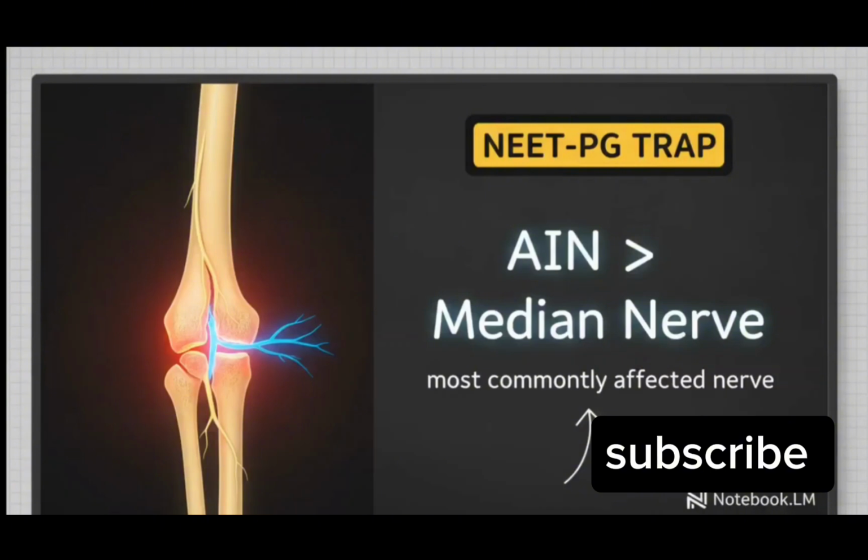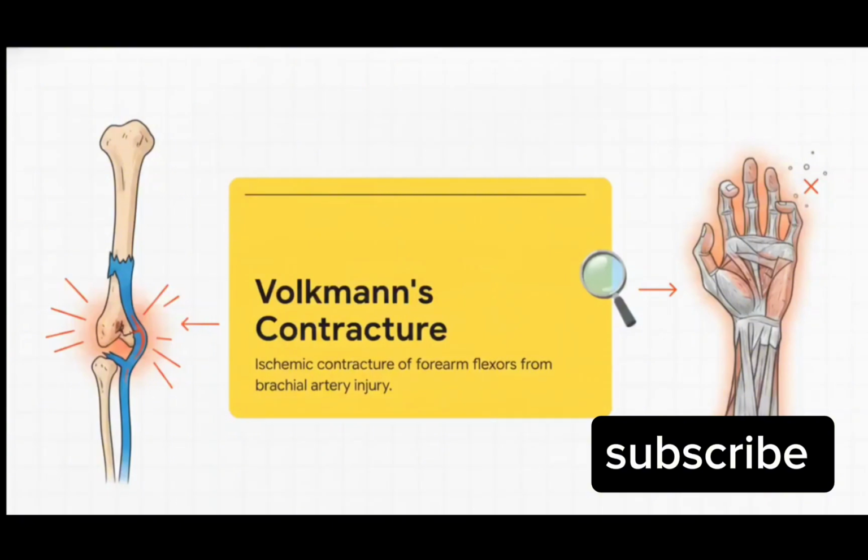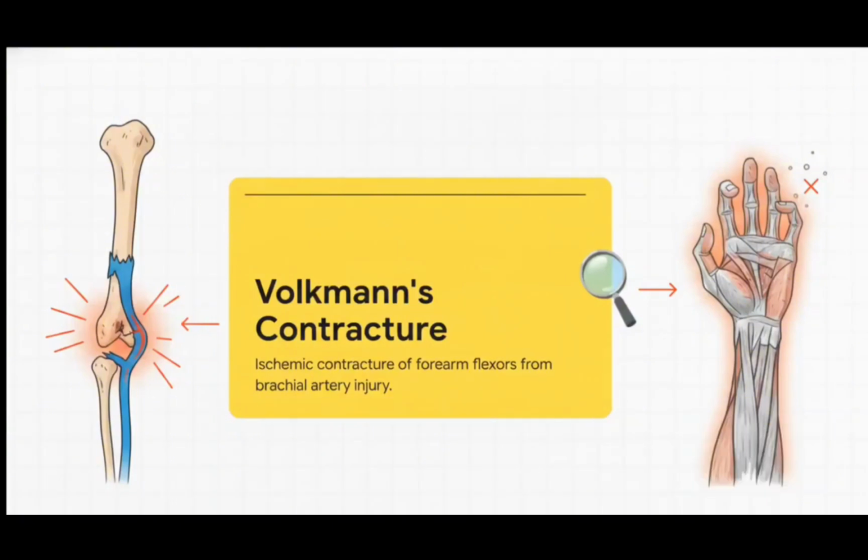So mark this in your brain right now. AIN is greater than the median nerve in this specific fracture. Concept clear? Awesome. Now, let's look at a much more serious clinical scenario.